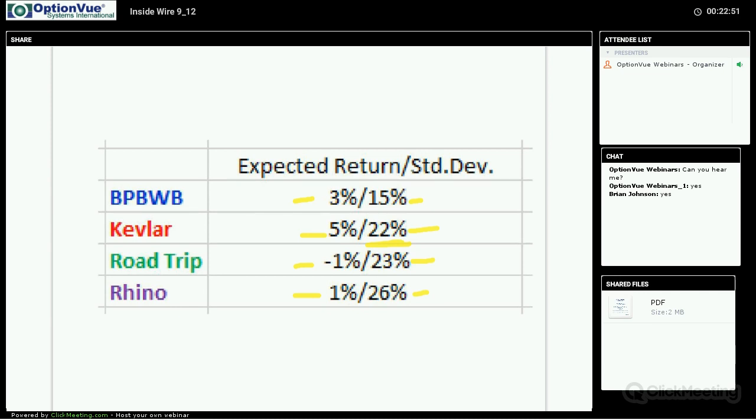This is how we're kicking things off on implementing the best practices broken wing, and you've got the Kevlar, the Rhino, the road trip. Maybe we'll come up with a cool name in the future, other than BP, BPB, WB. We've got to figure something out.